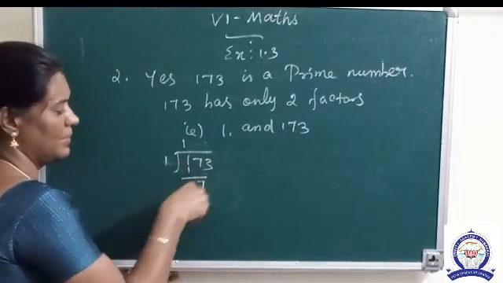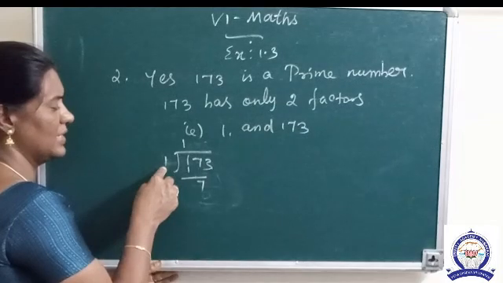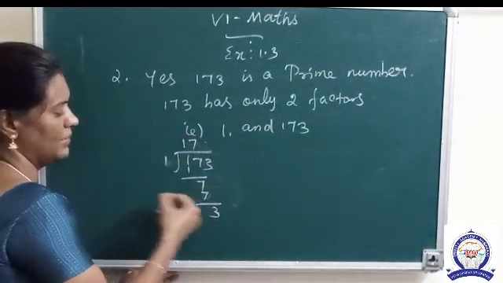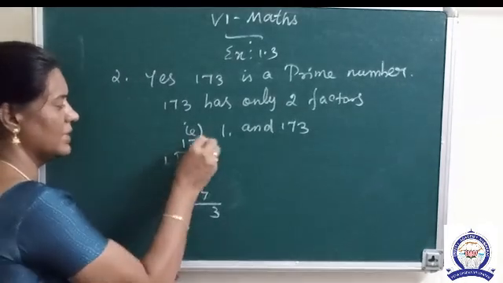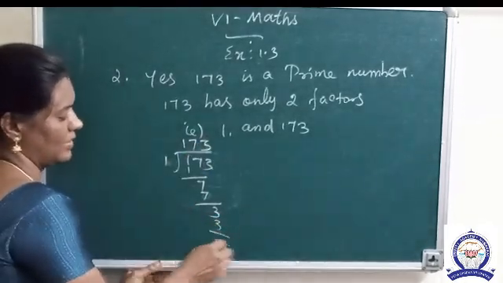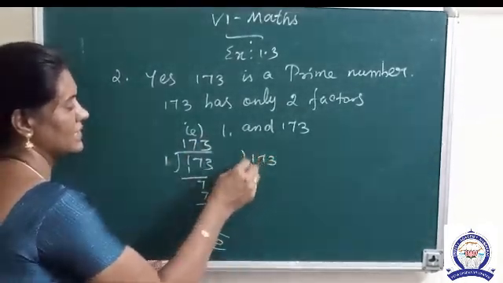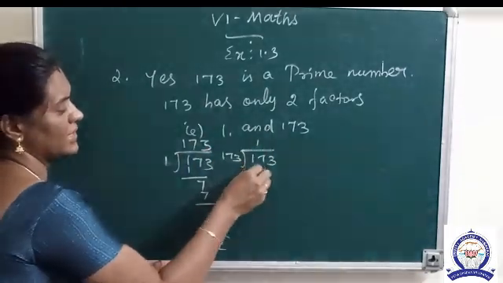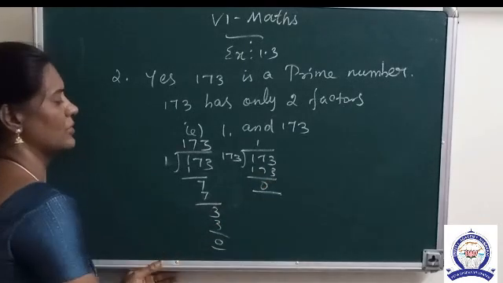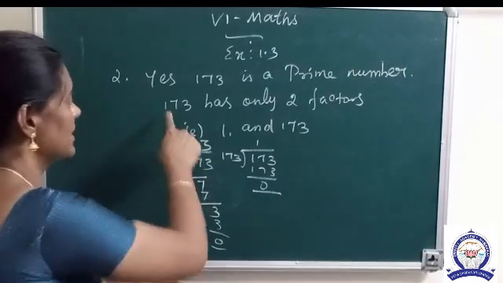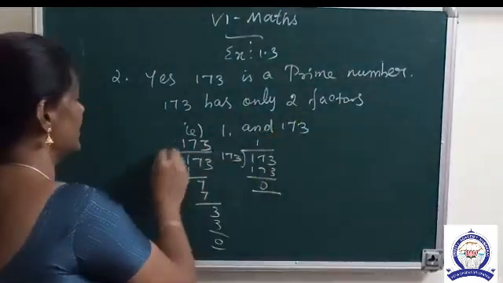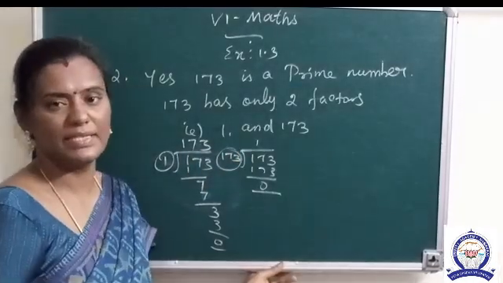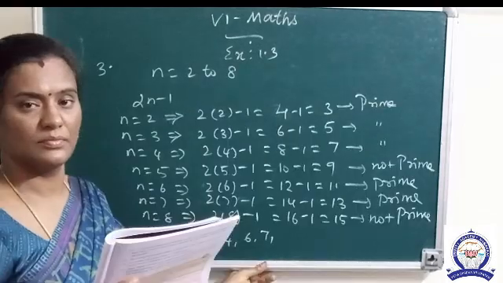Dividing 173 by 1: from this one, 1 ones are 1. So next we bring the number 7. How many 1s in 7? 7 ones are 7. Next we bring the number 3. How many 1s in 3? 3 ones are 3. Then 173 is divisible by 173 only. So 173 ones are 173. Remainder 0. See here, 173 has only two factors, 1 and 173. So 173 is a prime number.